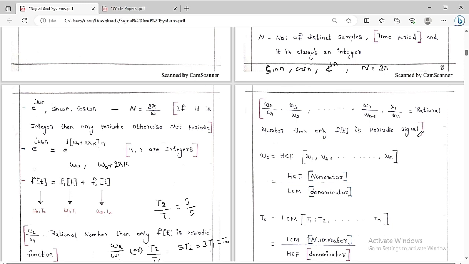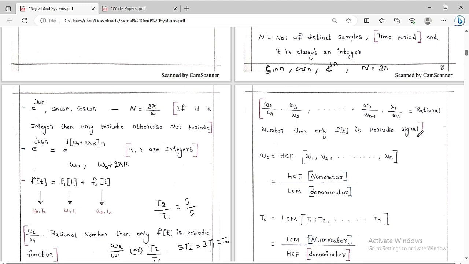So what I am trying to say is very simple. Take omega 2 by omega 1, omega 3 by omega 2, up to omega n by omega n minus 1, and omega 1 by omega n. If you do all these and all of them are rational numbers, then only you can say the overall signal f of t is a periodic signal. In case at least one of them is not a rational number, then we can say the overall signal is not a periodic signal.